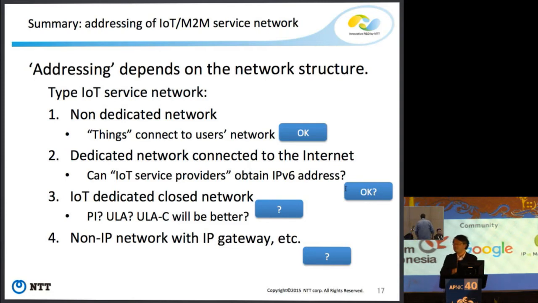Fujisaki-san, I have one comment about use cases. I think we also have another use case, which is a combination of the second and fourth ones. It is a dedicated IP network, but it has a gateway for the internet. So that is a variation of both. Okay.